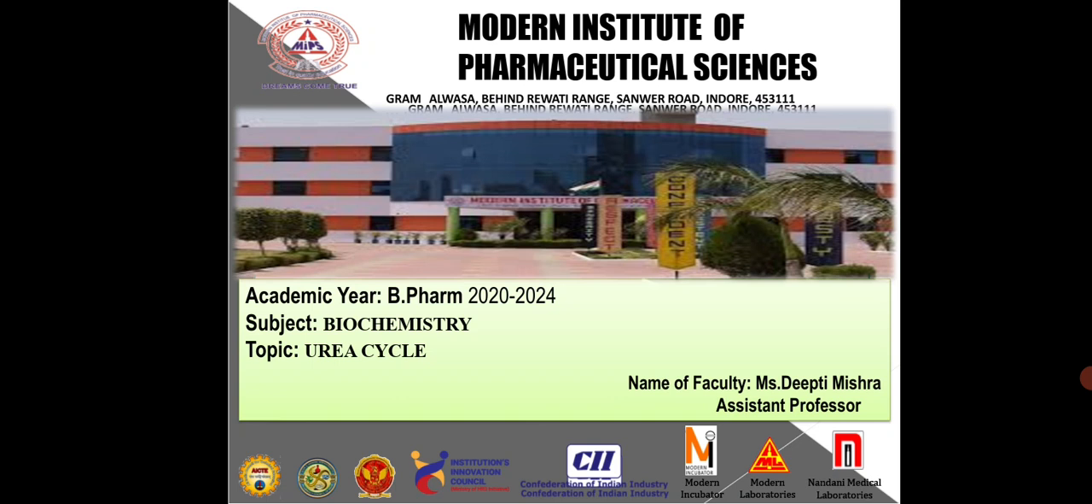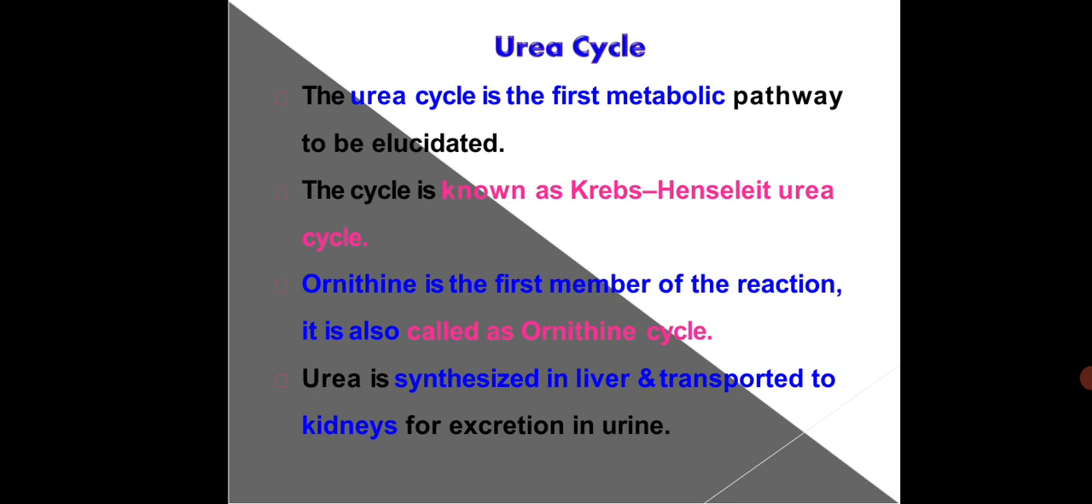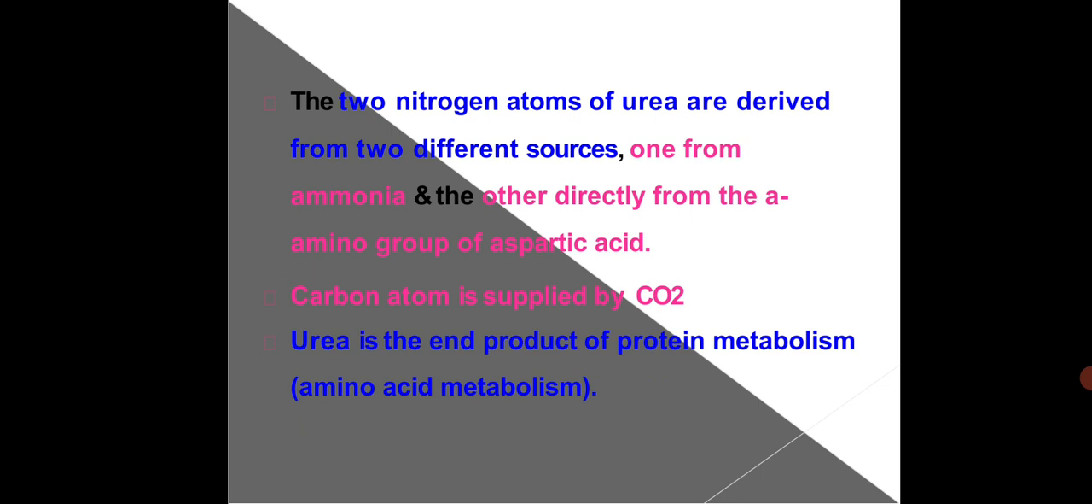Today I am going to discuss the urea cycle in biochemistry. The urea cycle is the first metabolic pathway discovered, and is also known as the Krebs-Henseleit urea cycle. It is also called the ornithine cycle because ornithine is the first member of the reaction. Urea is synthesized in the liver and transported to the kidney for excretion in urine.